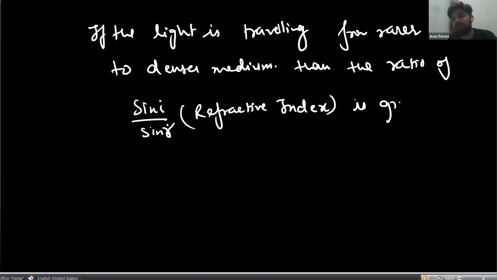is greater than unity. Unity means 1. It should be greater than 1 when the light is traveling from a rarer medium to a denser medium, and vice versa. If it is traveling from denser to rarer, it should bend, or we can say it is going to have a refractive index lesser than 1. Let me explain why.